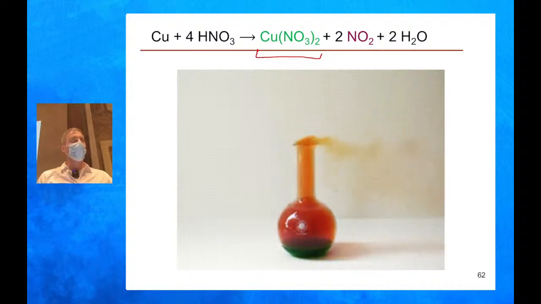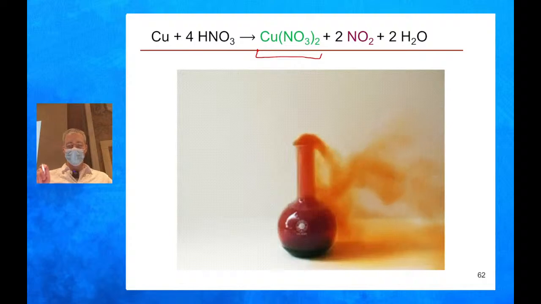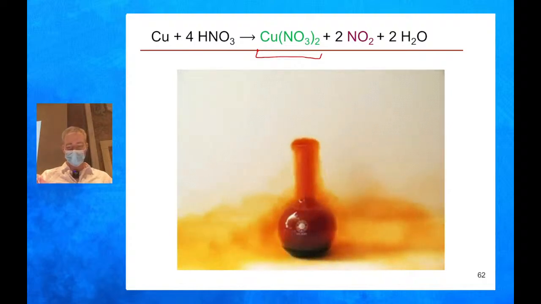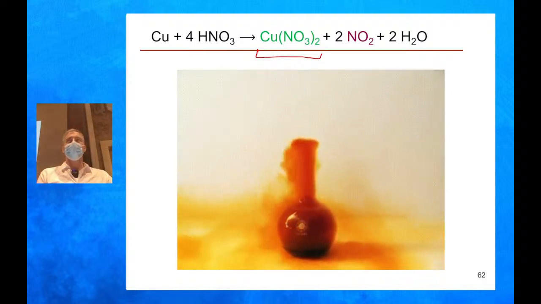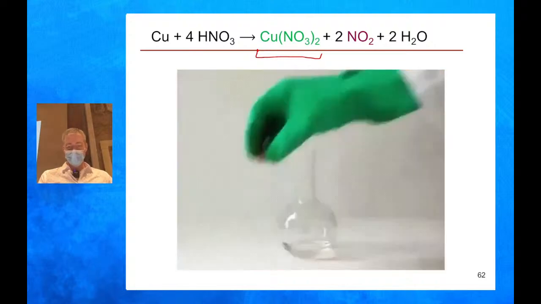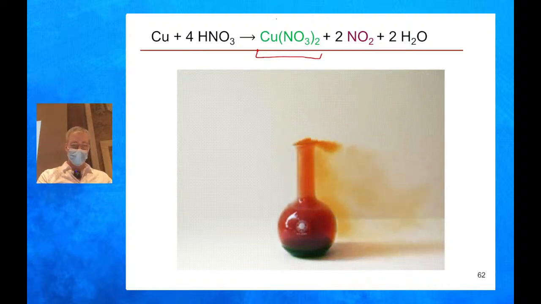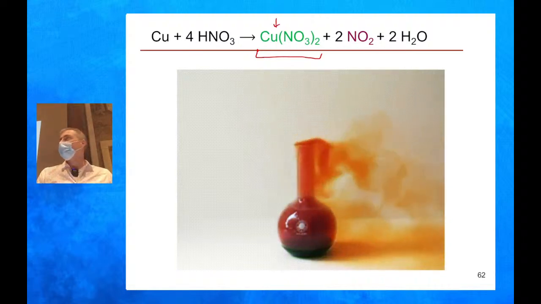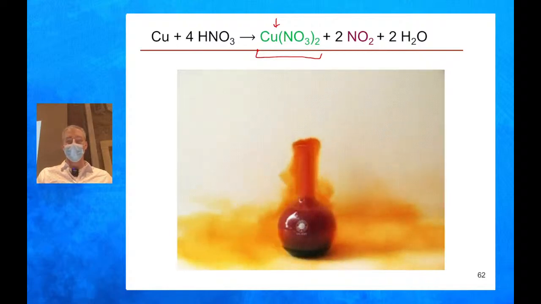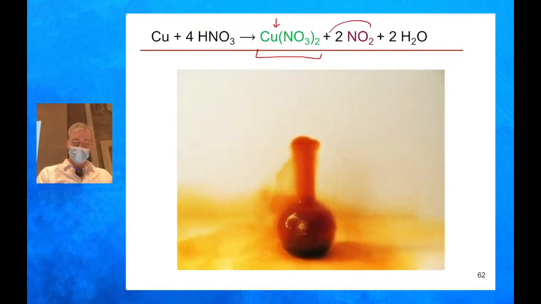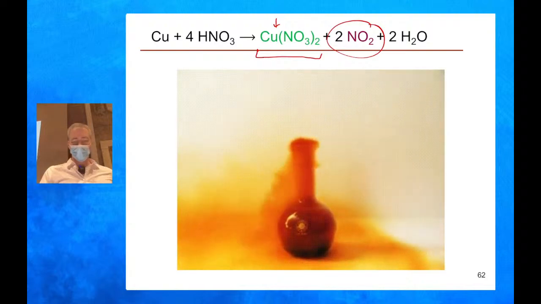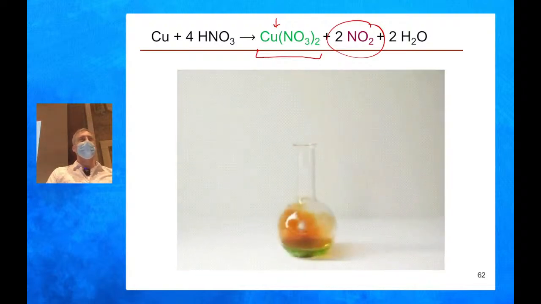Notice in this case, the liquid at the bottom, it's hard to see now, but as soon as the copper is dropped in, it turns bright green for a minute, and then it gets very, very dark. So just watch at the bottom. See how it goes green first? That's this dissolved copper compound that's in there. But it produces NO2, which is this orangish gas which flies out the top.